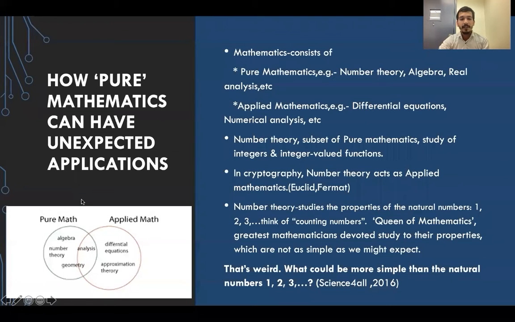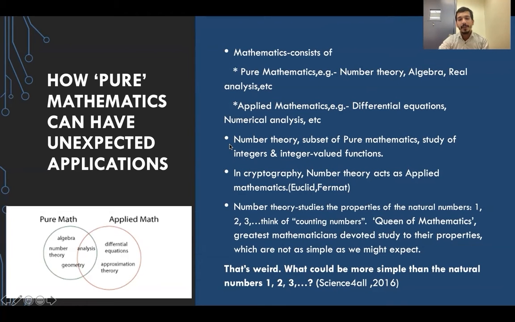We see how pure mathematics can have unexpected applications. Mathematics consists of pure and applied. Pure mathematics does not involve any application outside of mathematics. Examples are number theory, algebra, real analysis. We have applied mathematics, which is used in applications like biomedical engineering, physics, chemistry. Examples are differential equations, numerical analysis. Here you can see the figure.